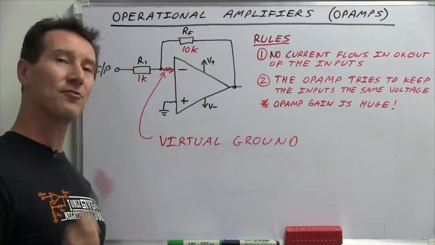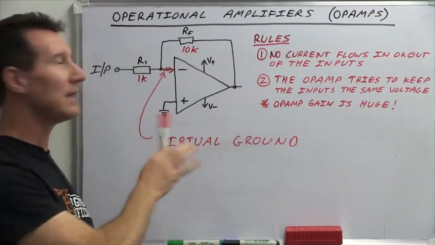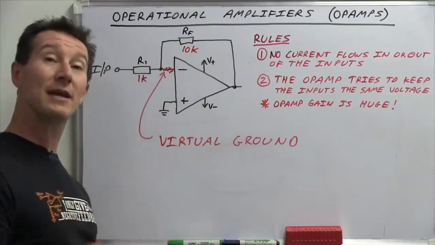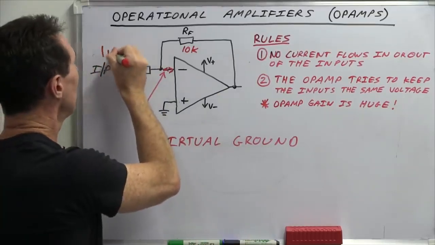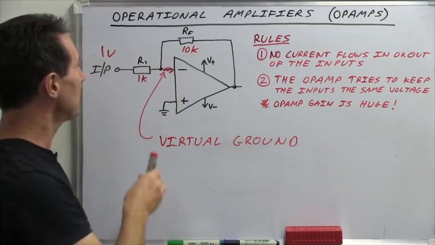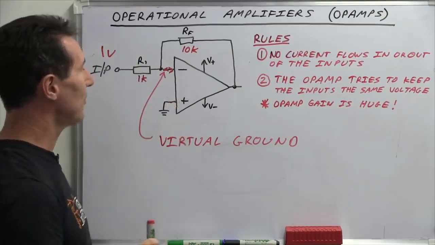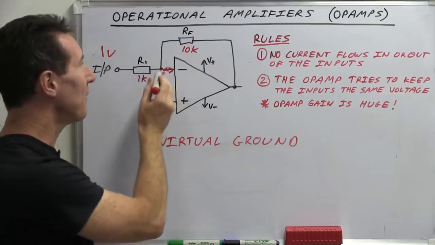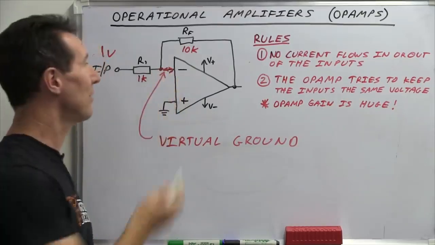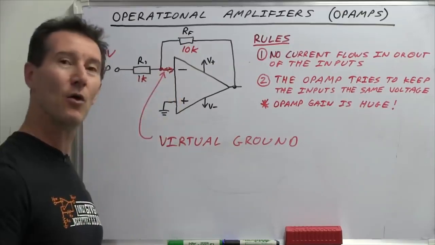So let's follow this through and use our rules and see if we can analyze this circuit. Once again, the DC case to make it easy. We've got 1 volt on the input here, positive 1 volt with respect to ground, of course. Now, we've said before that, trust me, we'll measure it later, but this pin is going to be ground. It is going to be 0 volts there always.